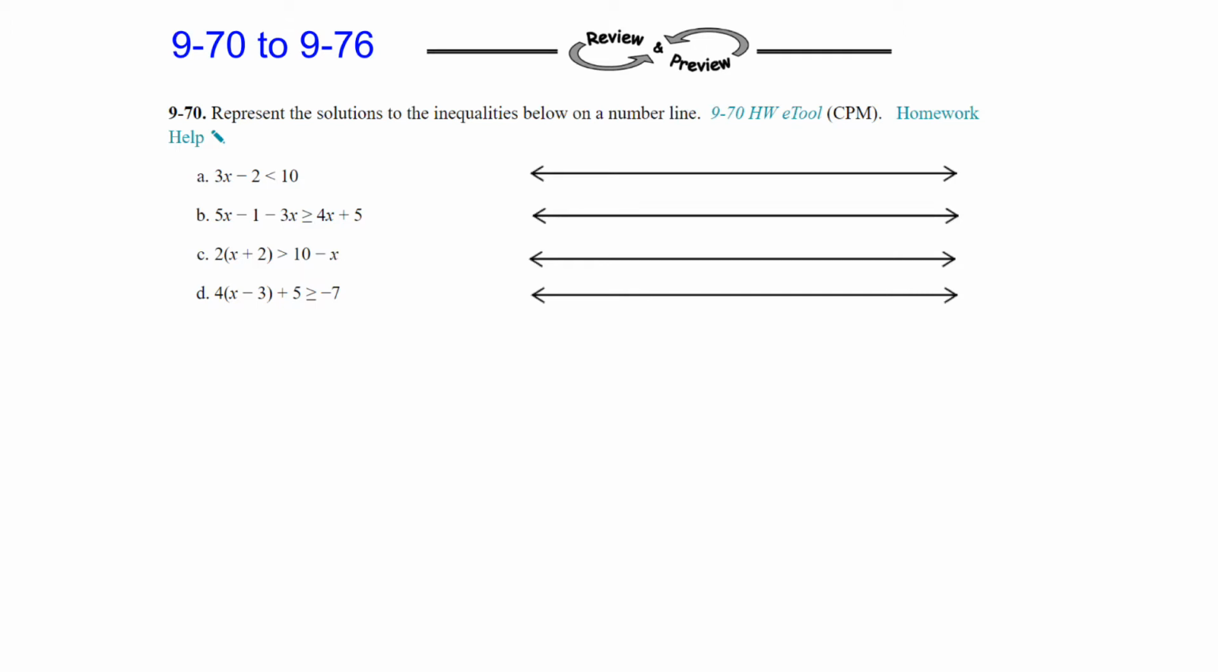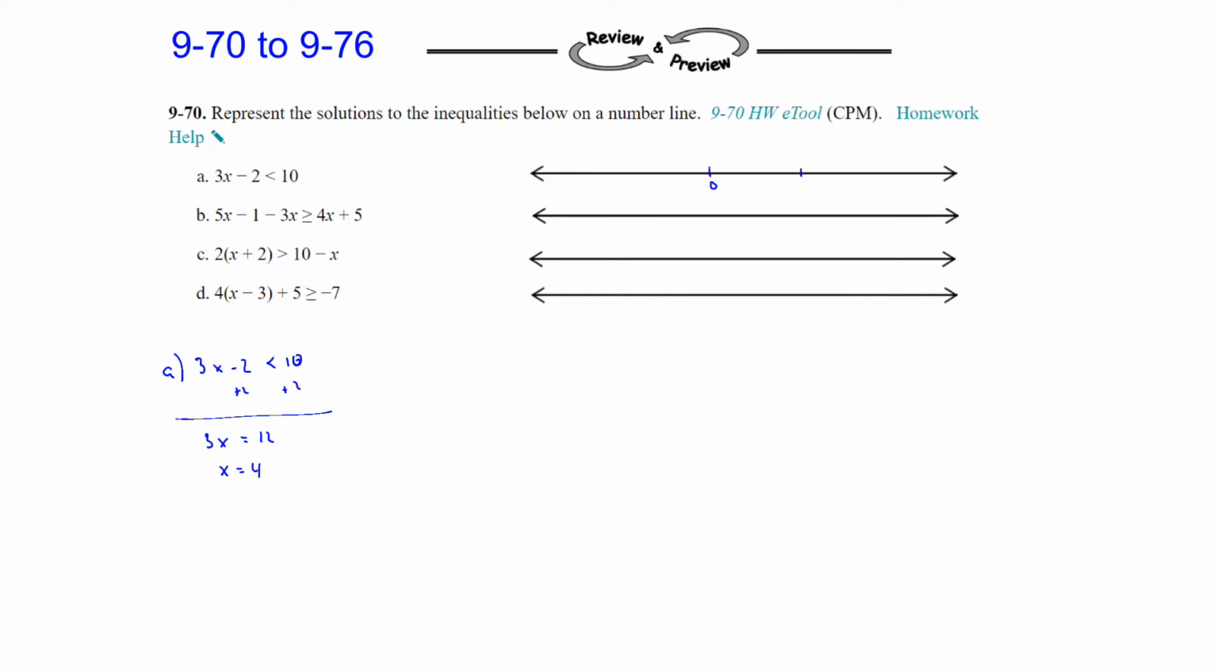I have four number lines drawn to help us out a little bit here. A is 3x minus 2 is less than 10. So we want to solve this as an equation. That's supposed to be a 10. And we have 3x is equal to 12, because once again we want to change the inequality to an equation. Divide by 3, and we get x equals 4.